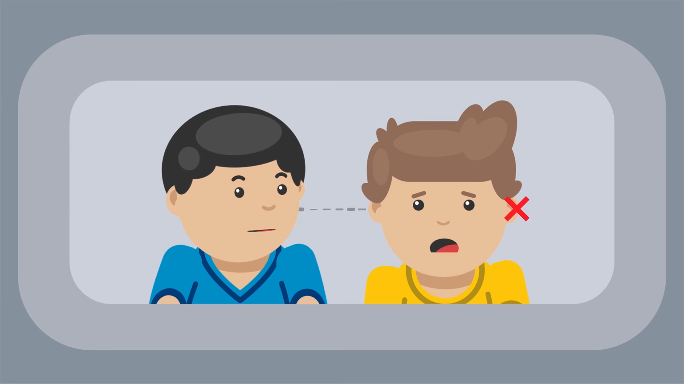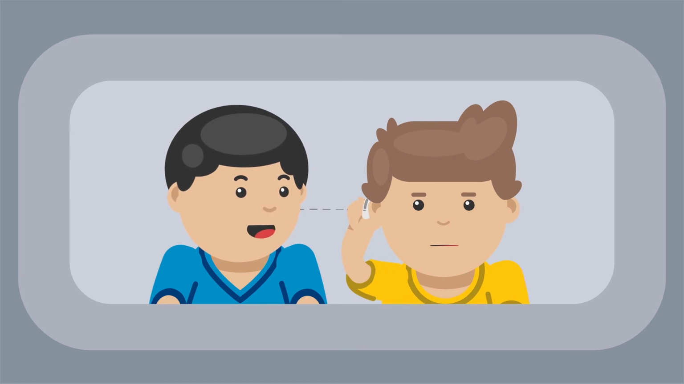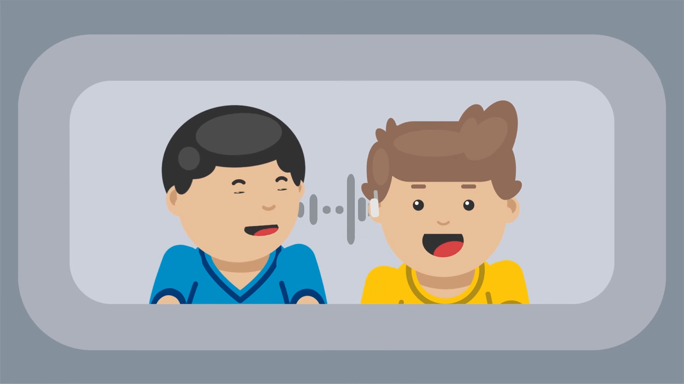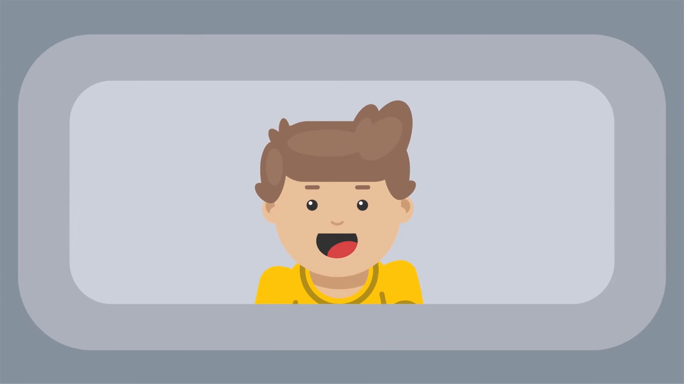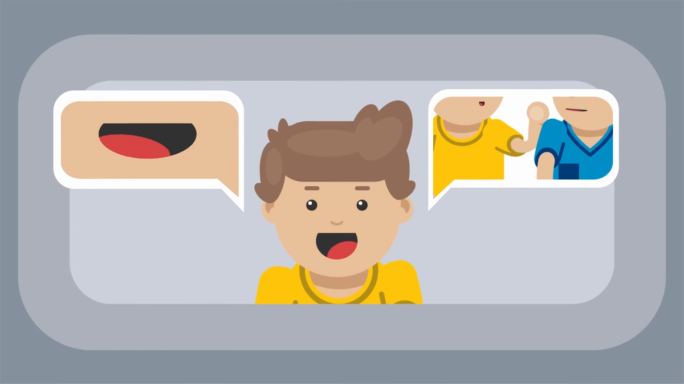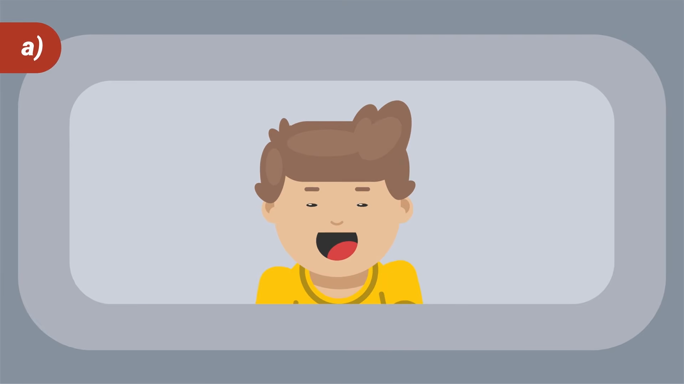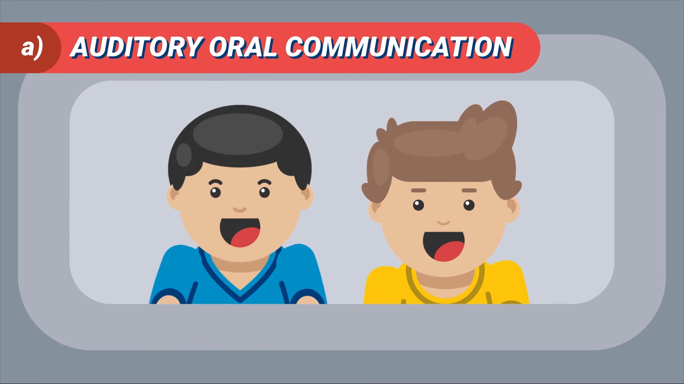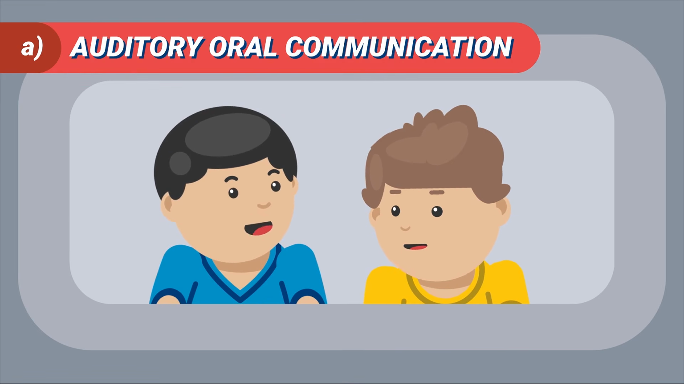Thus, for proper communication, there is need either to improve hearing through amplification of the residual hearing or cochlear implants, and in the absence of feasibility of developing the auditory faculty, to develop visual or tactile means of communication. A. Auditory oral communication. This is the method used by a normal person and is the best way of communication.